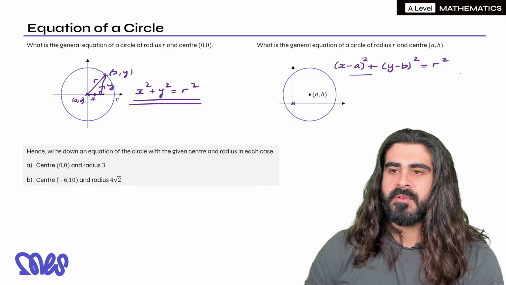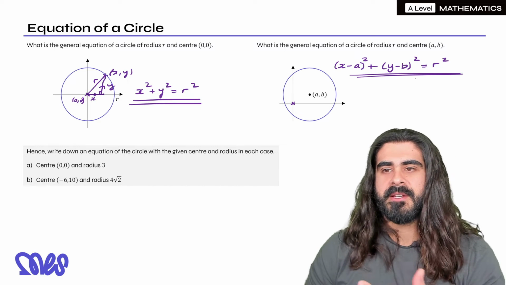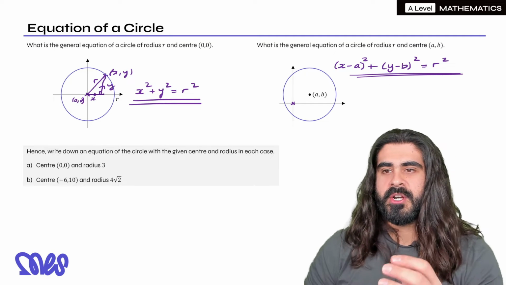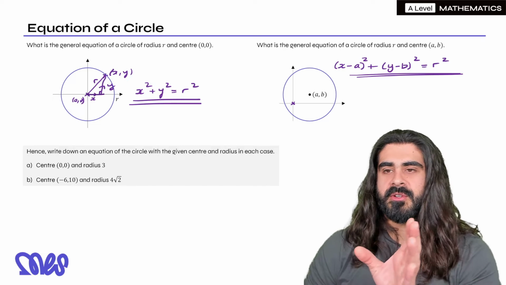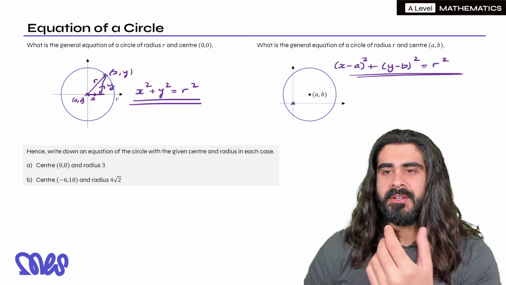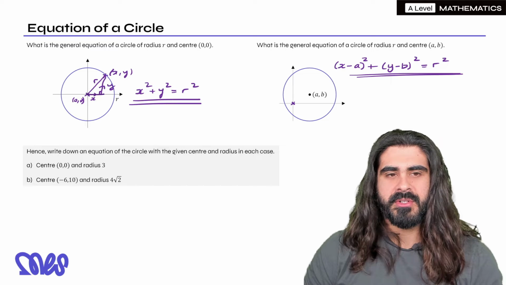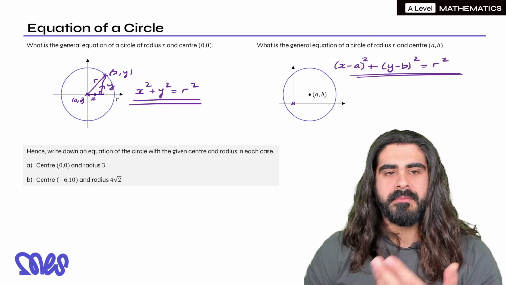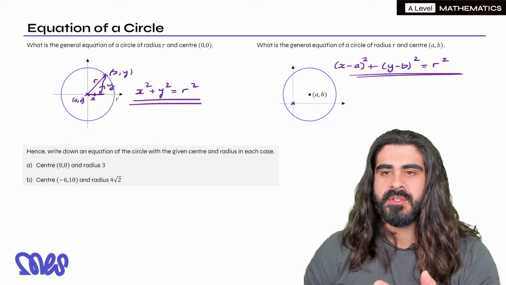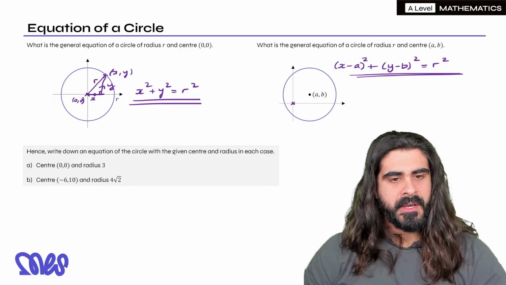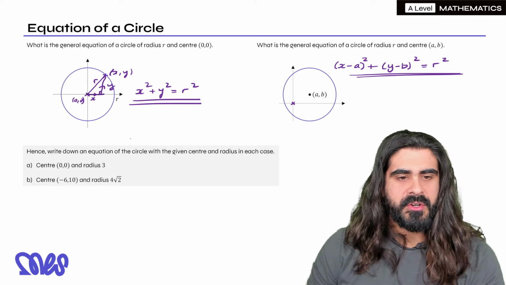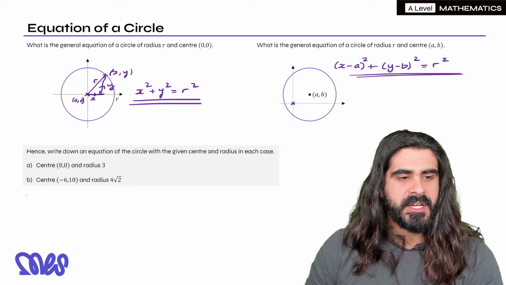So for a circle with the center being a, b, that's your equation, and it's actually still the same as the other. If you let a and b equal 0, you just get the original equation. So really, you should only remember one because the other is just a special case of the x minus a formula. Write down an equation of the circle with the given center and radius in each case.